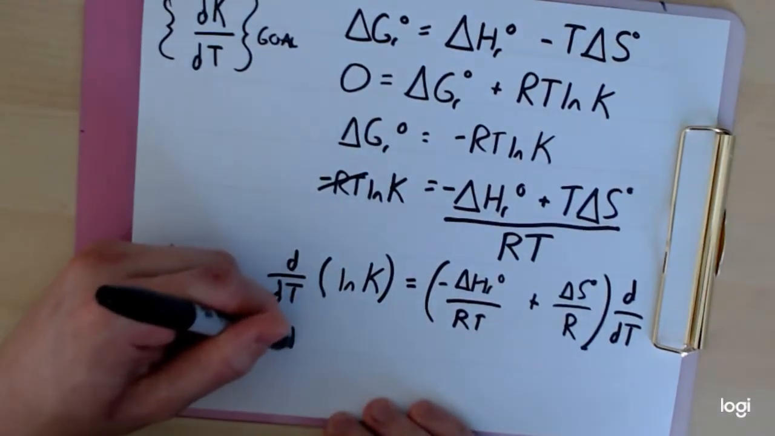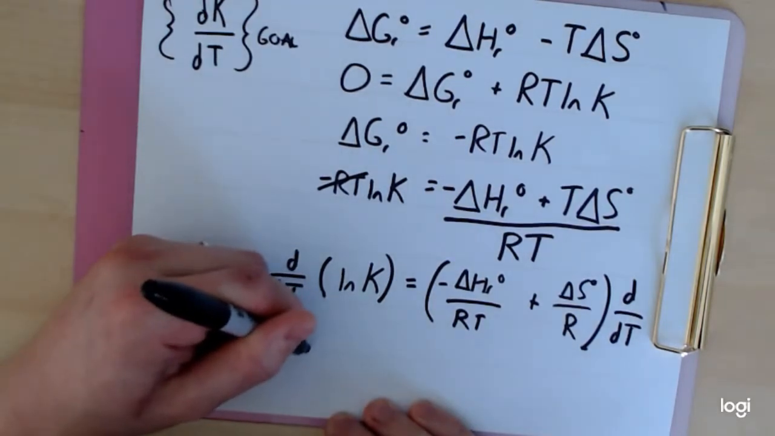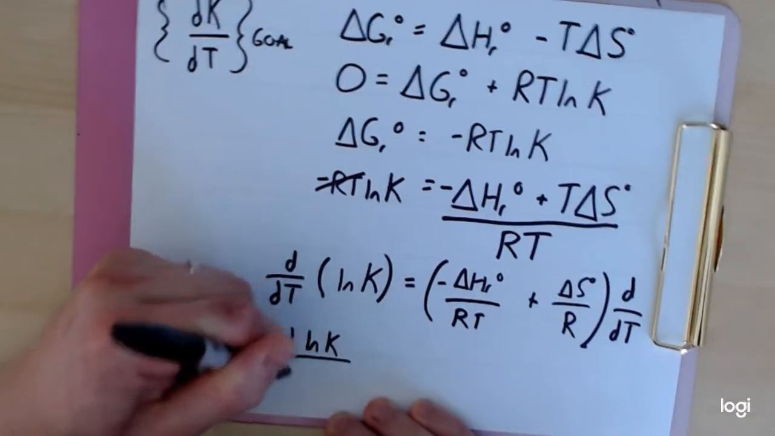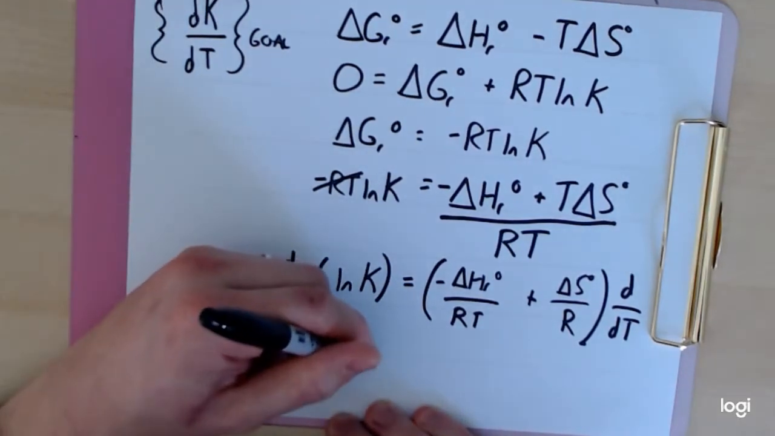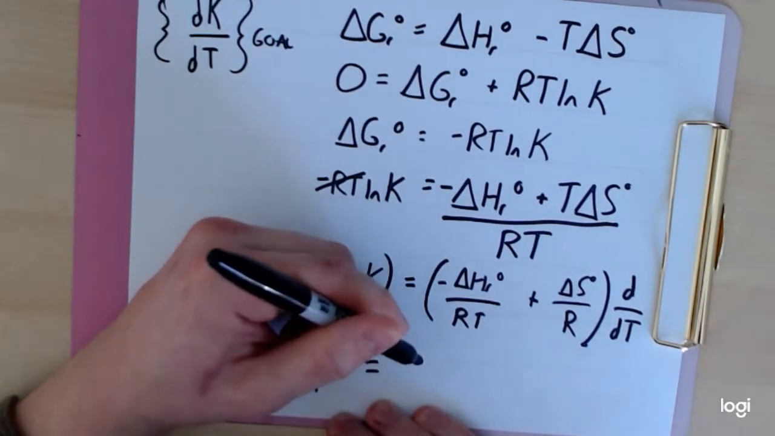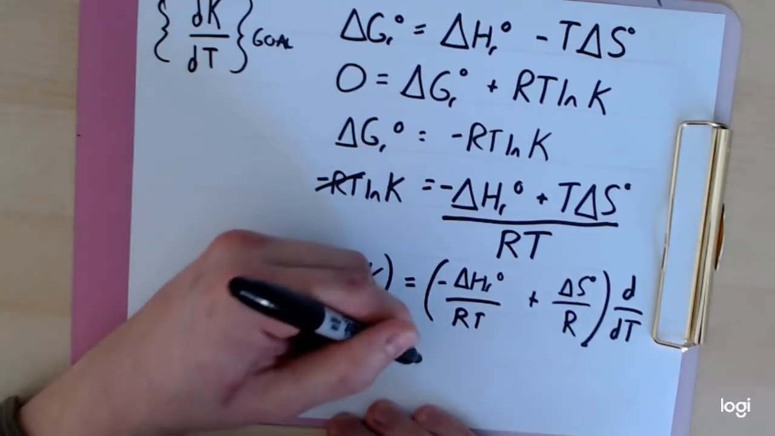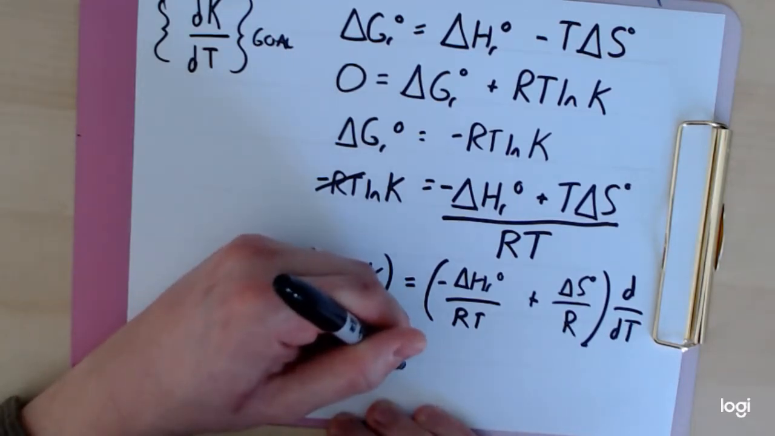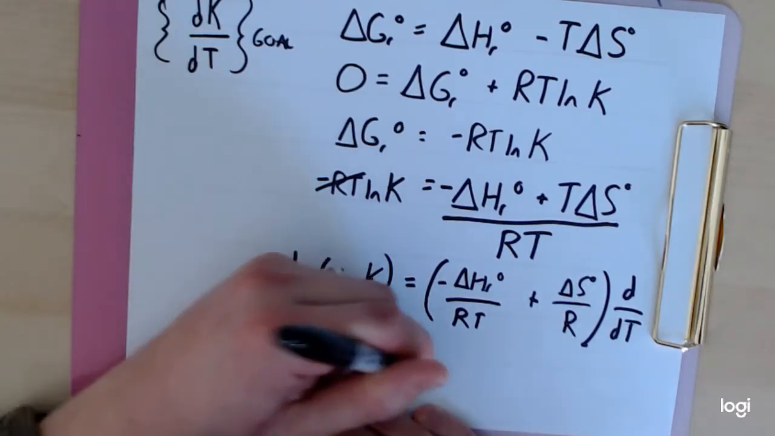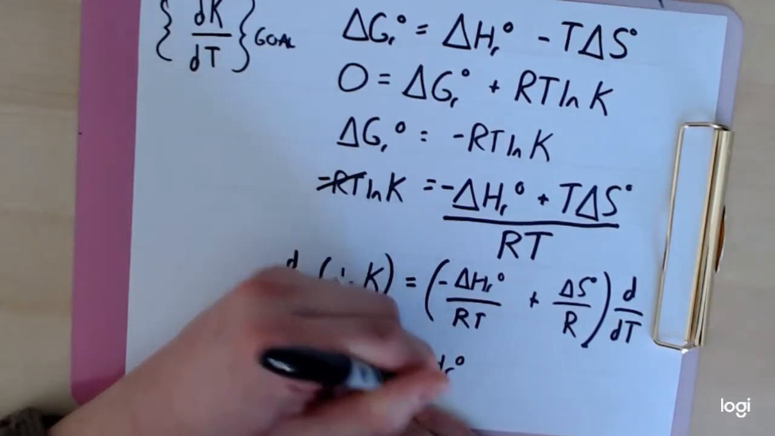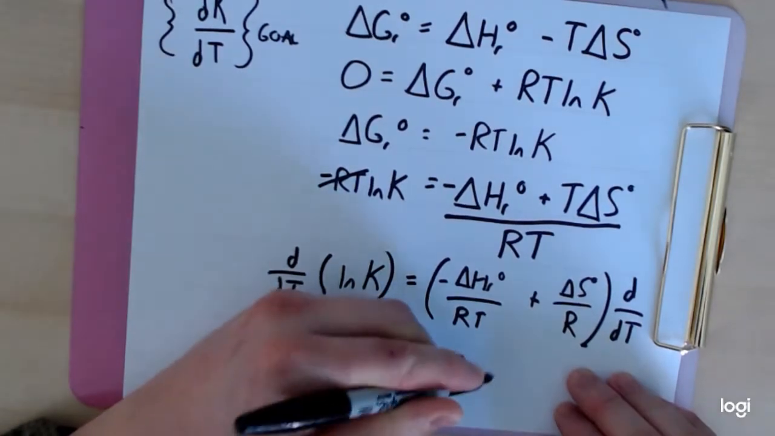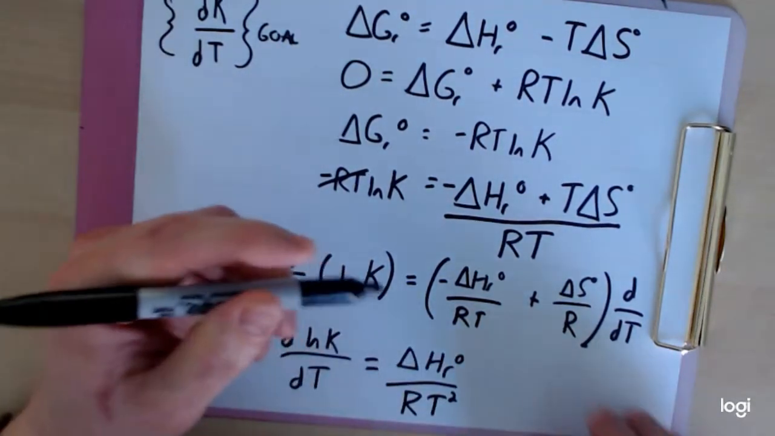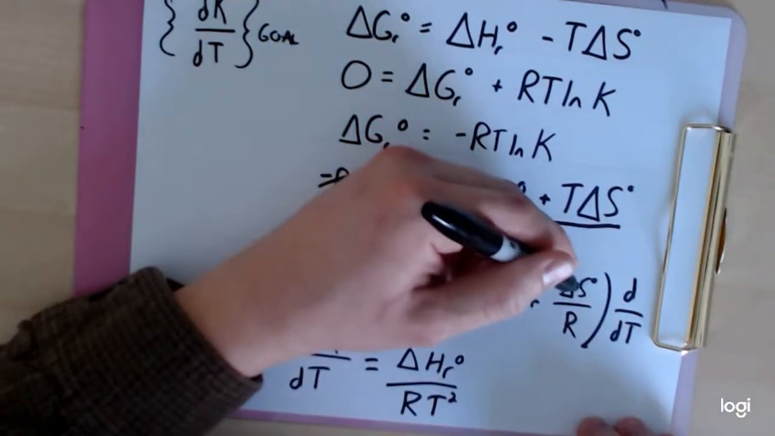And so on your left-hand side, you have the change in log k with respect to the change in temperature. So the change in the equilibrium constant with respect to the change in temperature, which looks a lot like our goal, equals the standard enthalpy of reaction divided by the gas constant times temperature squared. That's just a straightforward application of the power rule for differentiation.